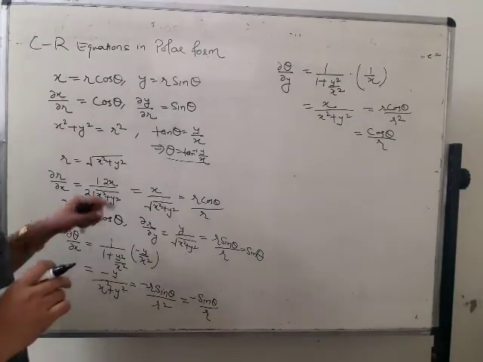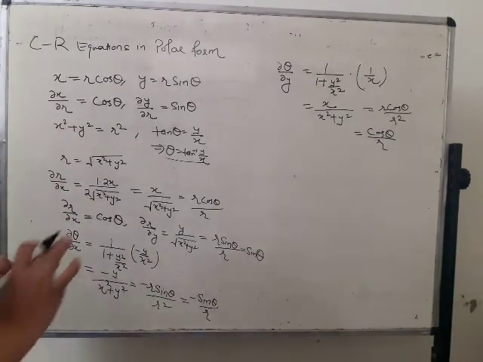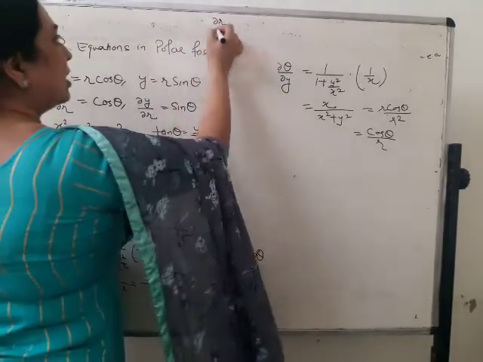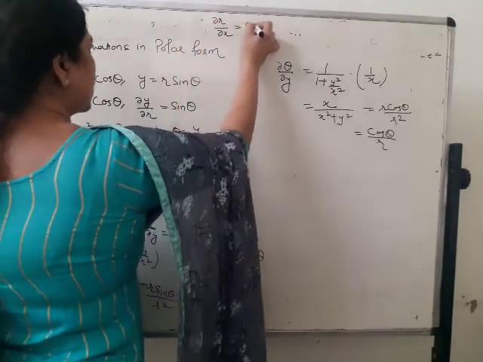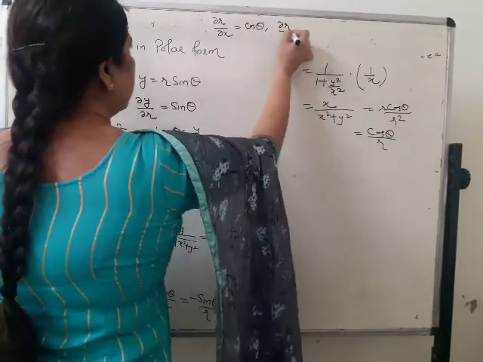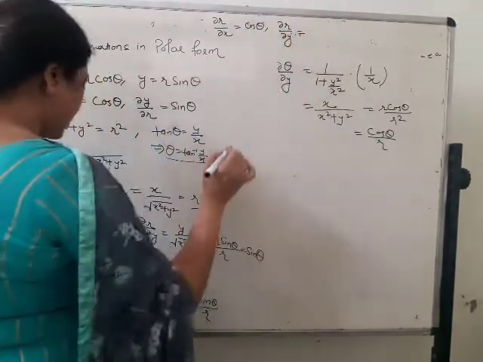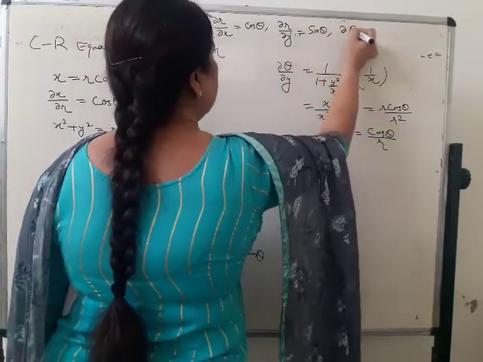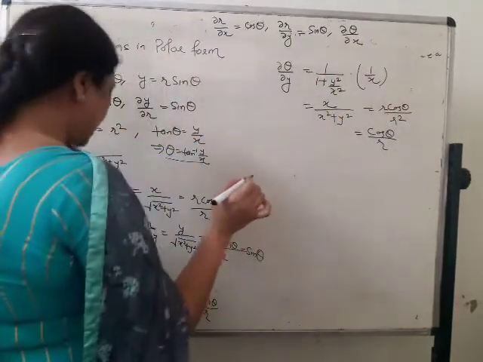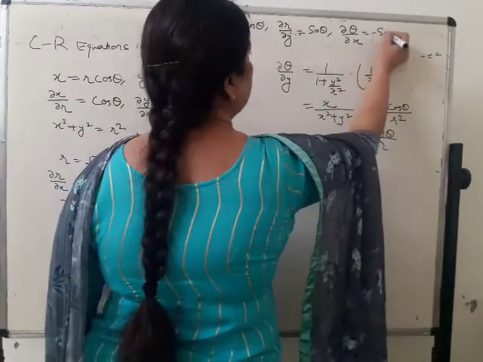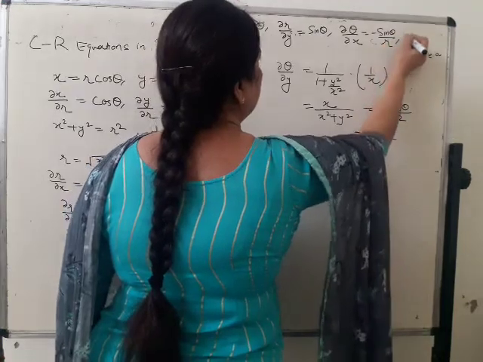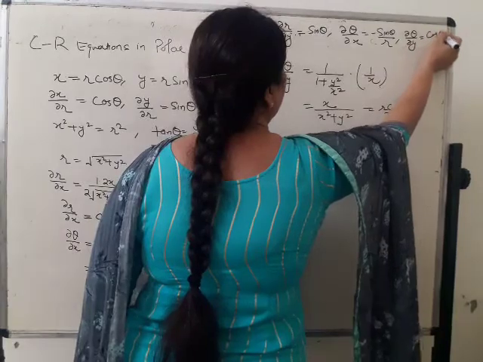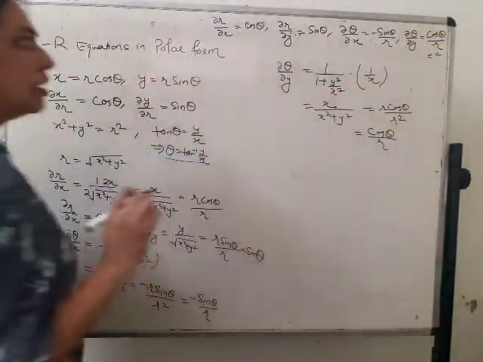For the proof of CR equations, all these derivatives are required. So I am writing these values here. Curly r by curly x is cos theta. Curly r by curly y is sin theta. Curly theta by curly x is equal to minus sin theta by r. Curly theta by curly y is equal to cos theta divided by r.